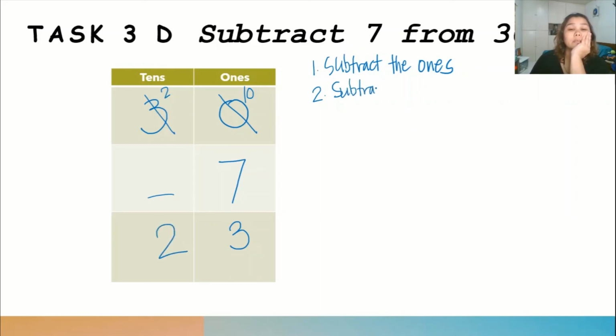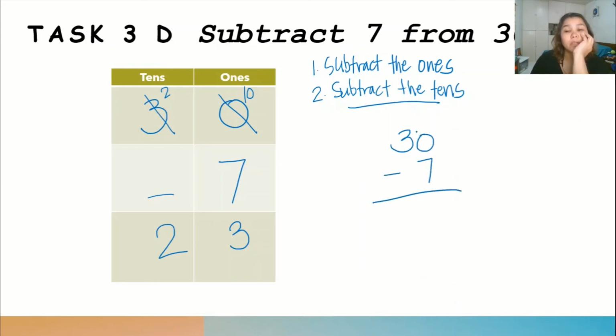For step 2, subtract the tens. It was not possible because there is no subtrahend, so this cannot be done without a subtrahend. So, without the place value chart, we can write 30 minus 7, 0 minus 7 now. So, we borrow from here. It becomes 2, this becomes 10. 10 minus 7 is 3, and then bring down 2. So that is what we have to do with task 3D.